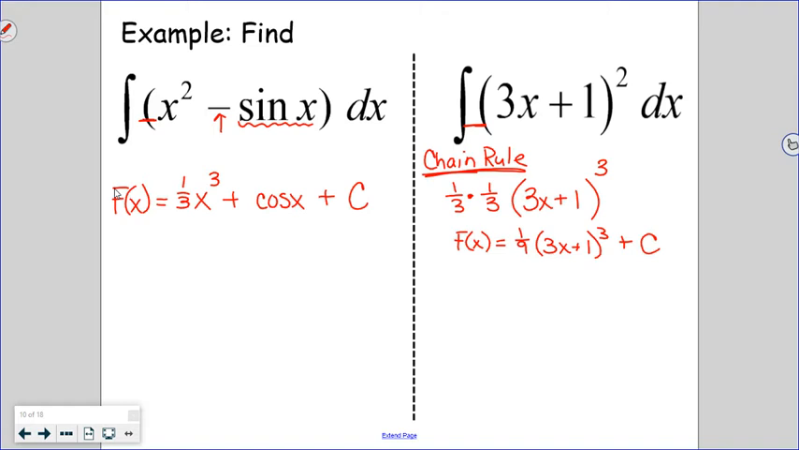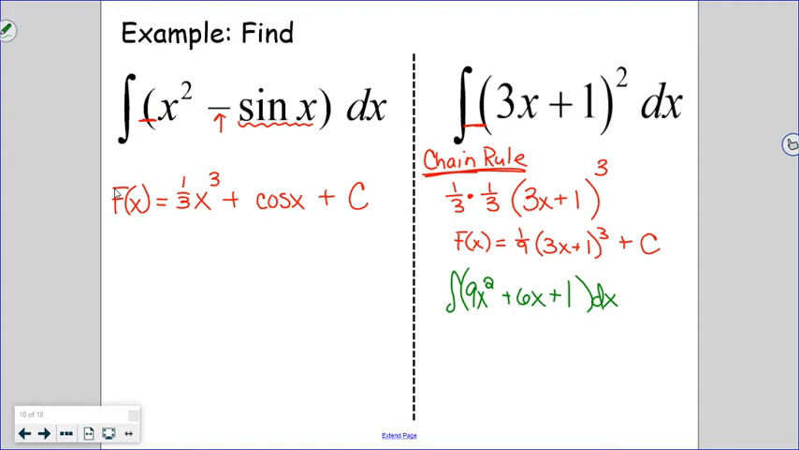Algebra can make this problem way easier. What does it mean to do 3x plus 1 squared? Foil, right? What if we had just foiled our integral instead? Okay, well, 3x plus 1 times 3x plus 1, isn't that, let's see, 9x squared plus 6x plus 1? Does that look easier to anti-differentiate? Because now I just get to do power rule on each of those terms, don't I?